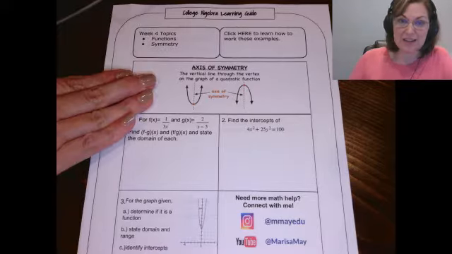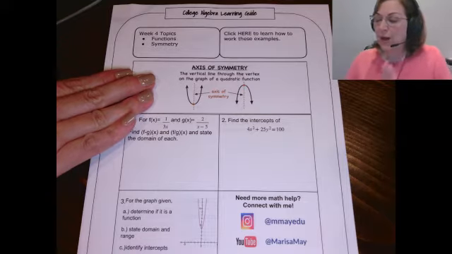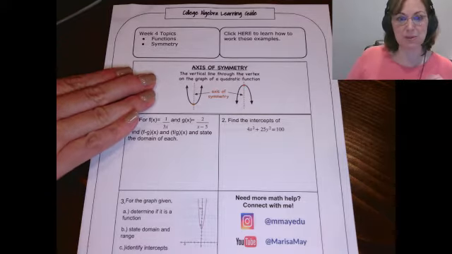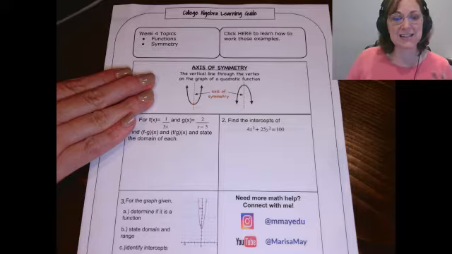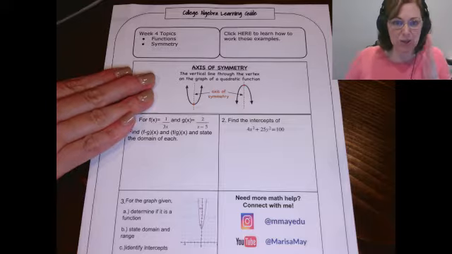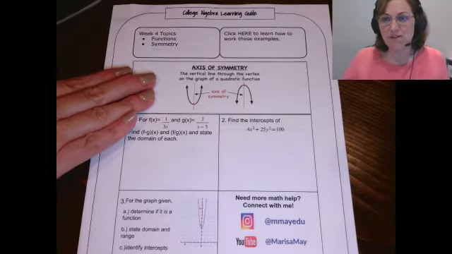I've given you a set of notes here to help you with the parabolas we're going to look at, and that is that the axis of symmetry is located there in the middle of the graph.